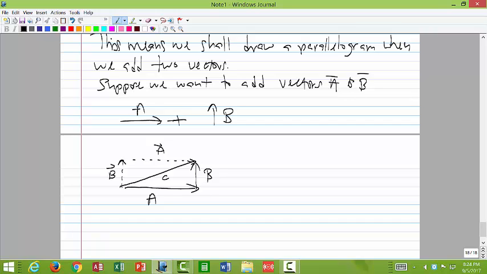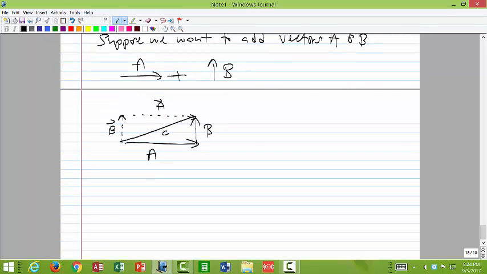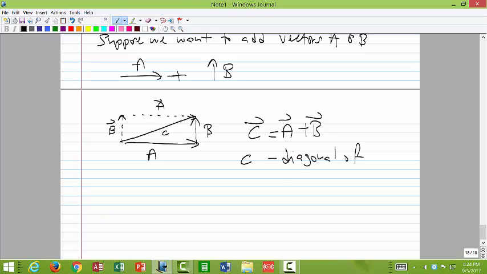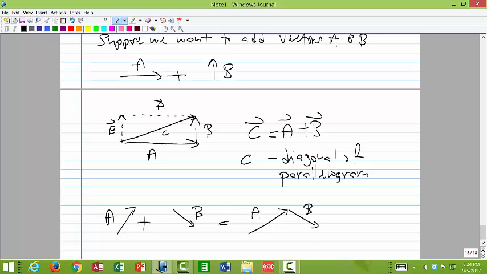You can think of another vector. Let's say C is equal to A plus B. So C is the diagonal of the parallelogram. Let's say you have a vector A plus another vector, let's say B, something like that. So this can be written this way. You have A and then you have B. You're adding them together.